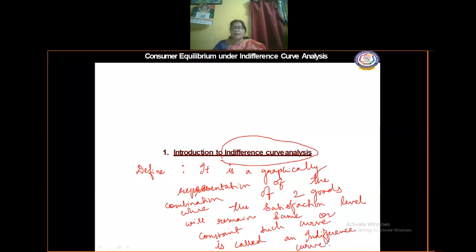So this analysis says that at a time all the goods cannot be consumed. To consume a particular good, a consumer has to sacrifice another good. So this is the thesis that has been found by economists, and they have developed this theory. Now let us follow up on the remaining content that it says.